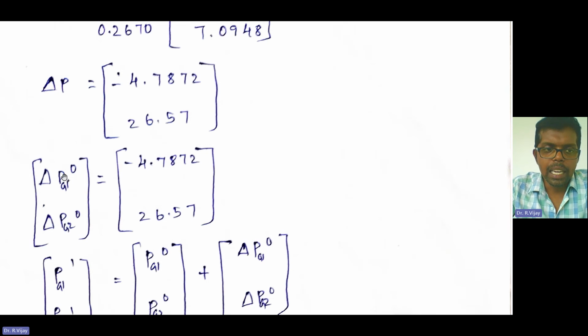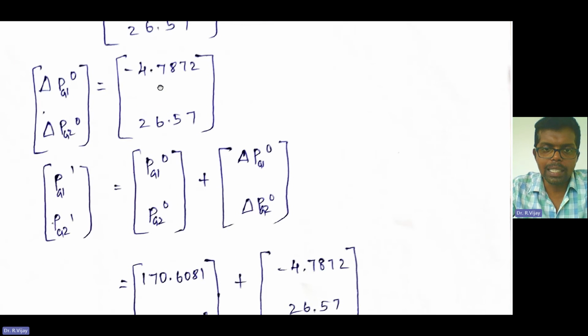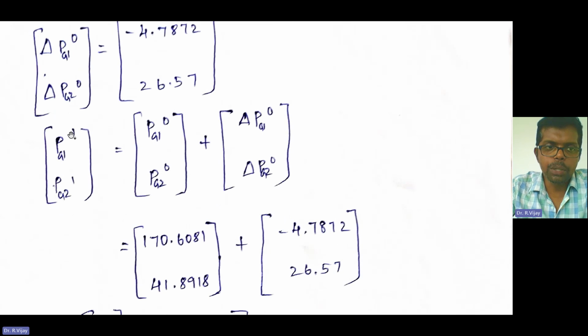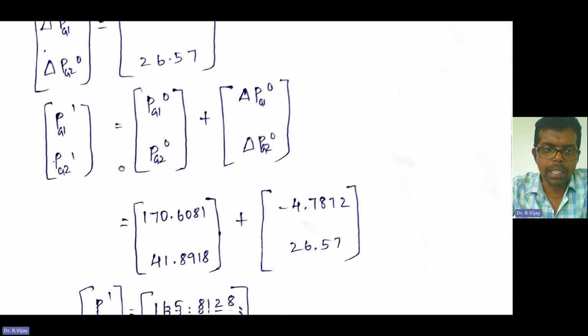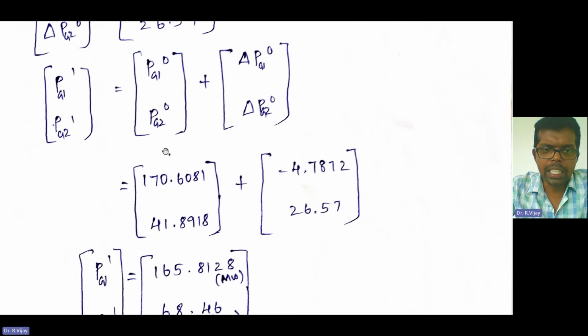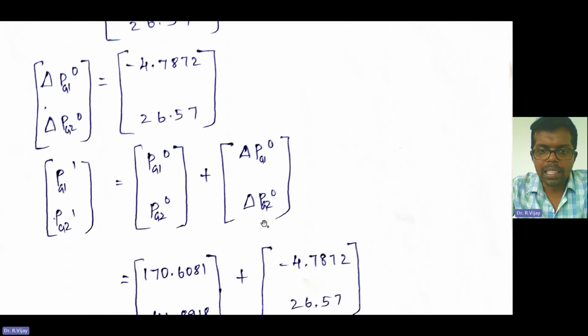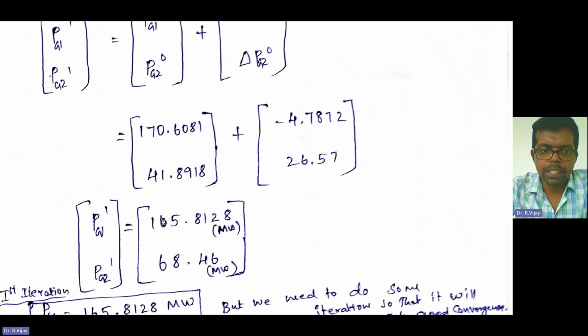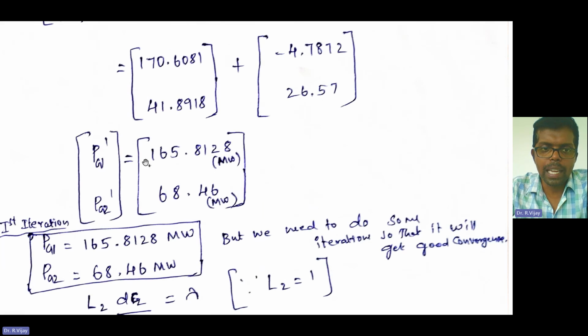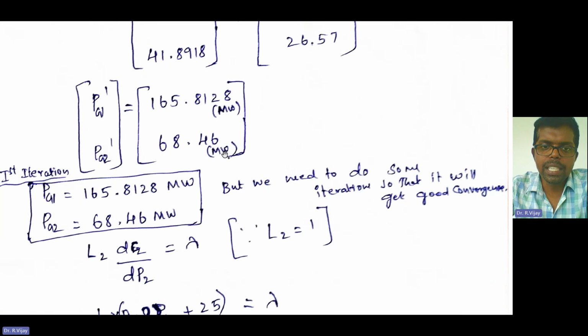That is nothing but del PG1 naught and del PG2 naught, these values in megawatt, that is the change in the values. Now we need to calculate PG1 dash and PG2 dash. That is nothing but the old value plus the change in the value, as we did in the Newton-Raphson method. Simplifying this, you'll get PG1 dash is equal to 165.8128 megawatt and PG2 as 68.46 megawatt. These are the values we got in the first iteration.